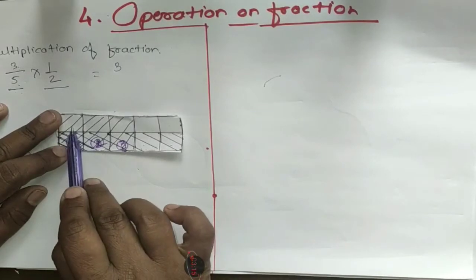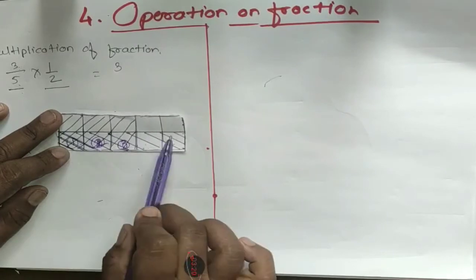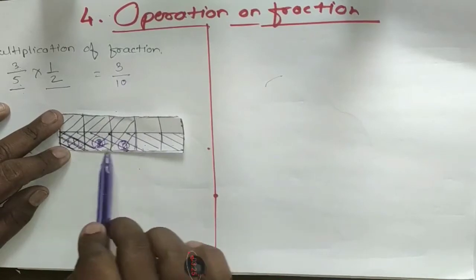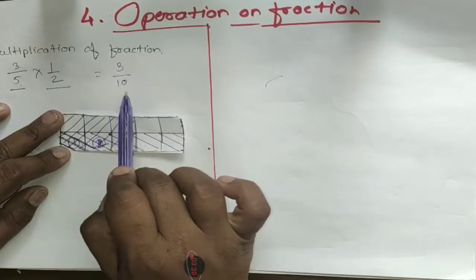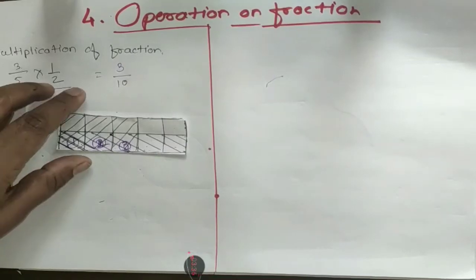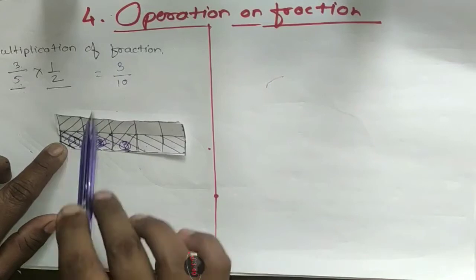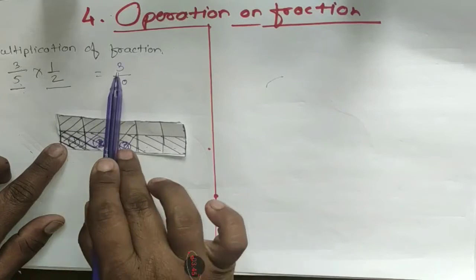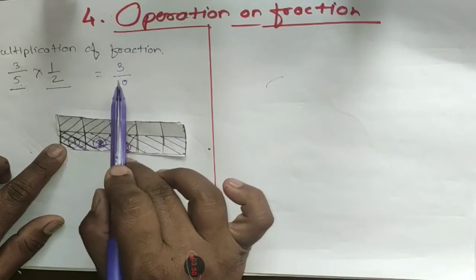But how many are there in total? 1, 2, 3, 4, 5, 6, 7, 8, 9, 10. So total 10 parts are there, and out of 10 parts, 3 parts show both colored lines. So here the answer is 3 upon 10. In this way we show with the strip how to solve this example. This common part we took as the answer, and total boxes are 10, and out of 10 boxes 3 parts are common in both, that's why its answer is 3 upon 10.